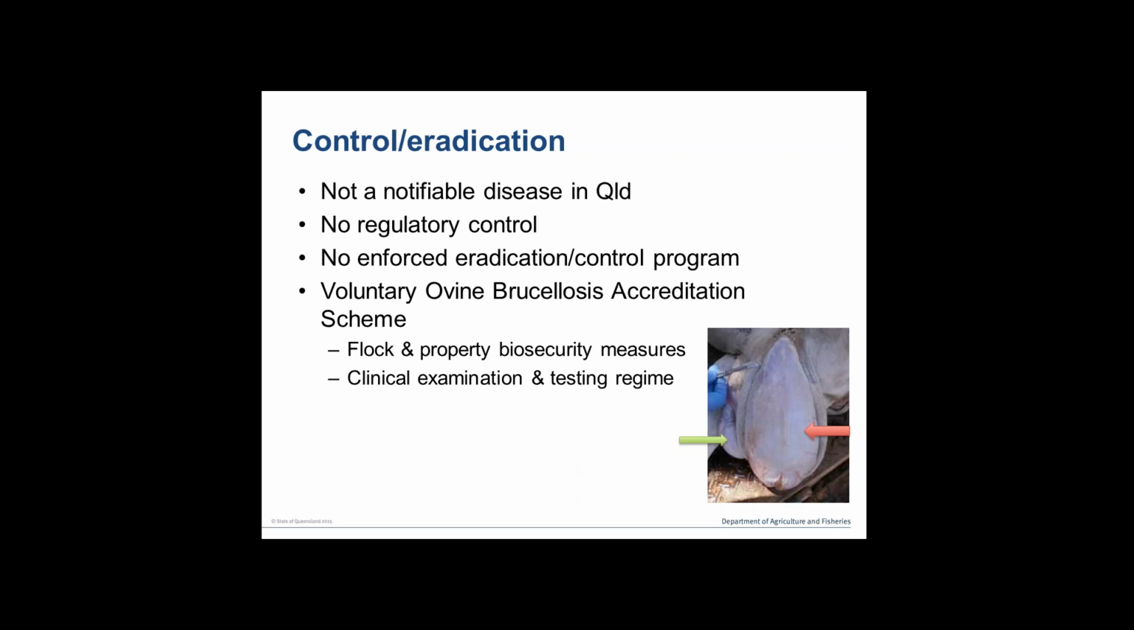Queensland does not have a state or regional ovine brucellosis eradication or control program. Ovine brucellosis is not a notifiable disease in Queensland, which means there is no legal obligation to report the presence of the disease to the Department of Agriculture and Fisheries, nor is there any regulatory control over the disease.